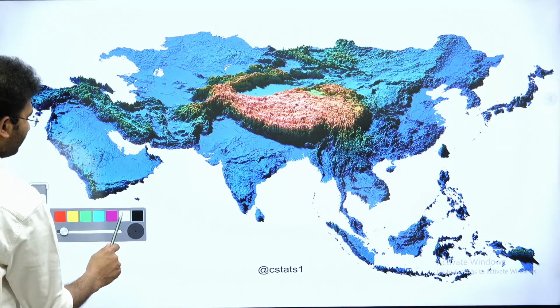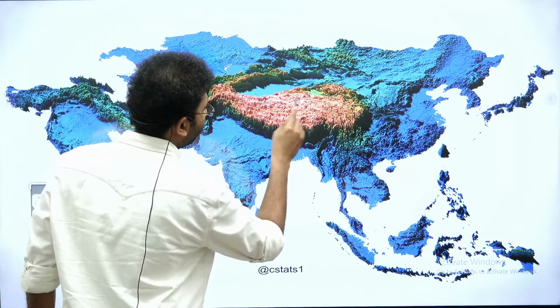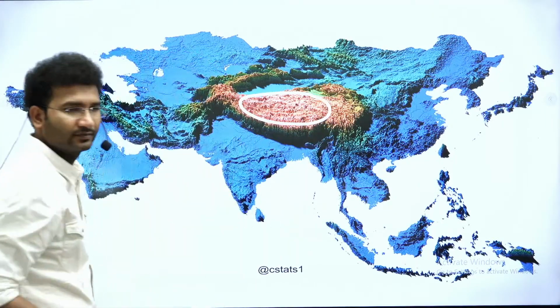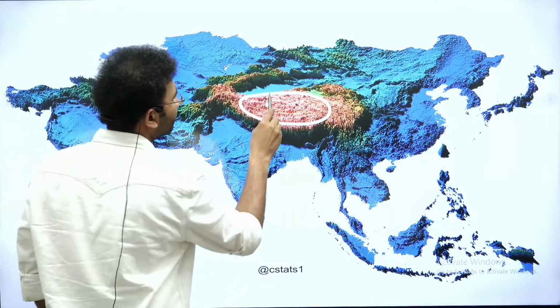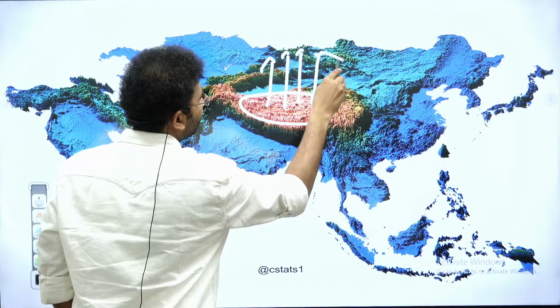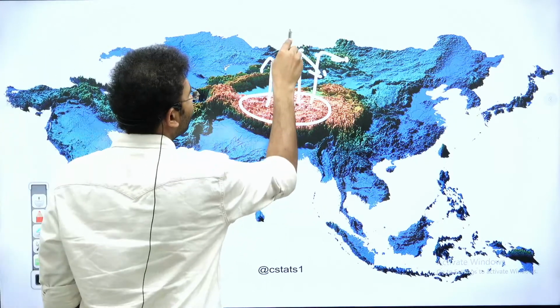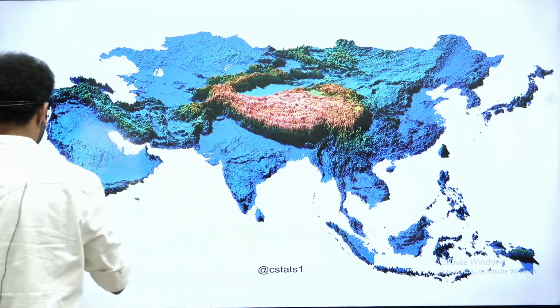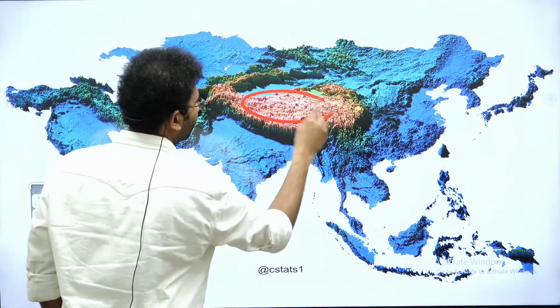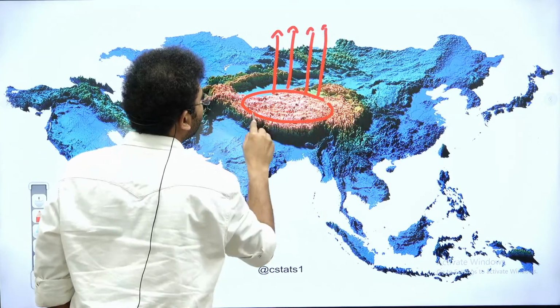Okay, let me use a different color. ये है आपका low pressure area. In the low pressure area, what happens? The wind rises, and then they diverge. The divergence is in every direction, right? The wind rises. Let me draw it here. Okay, let me use the red color pen. The wind rises, right?